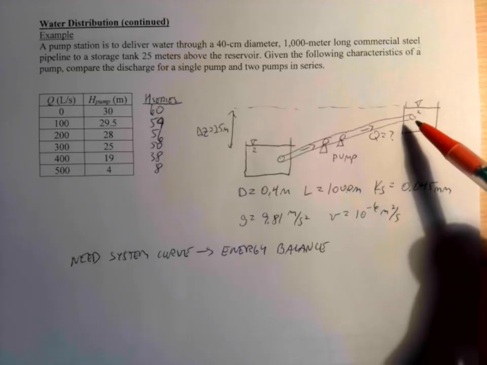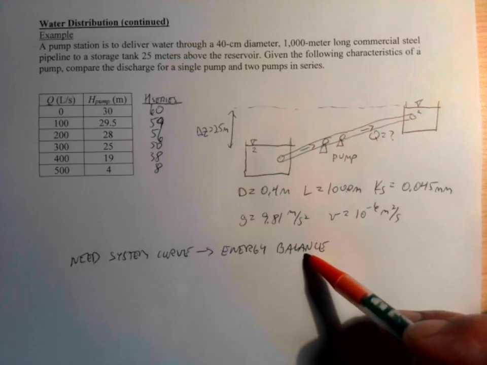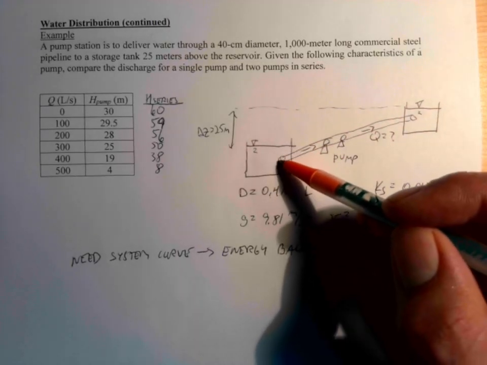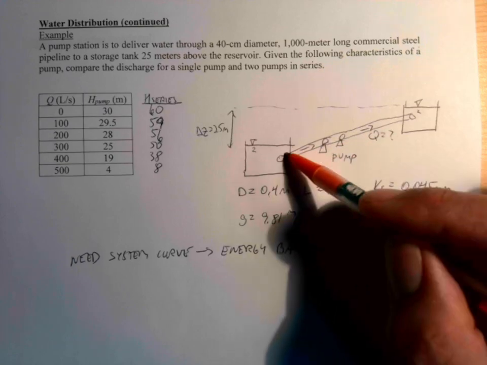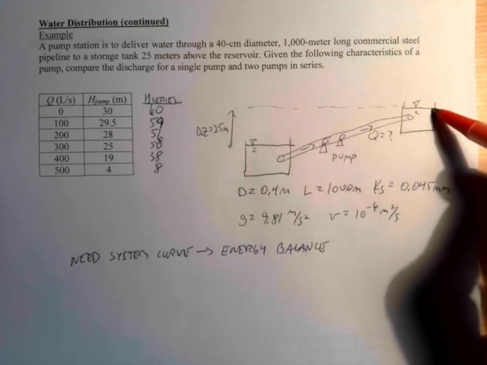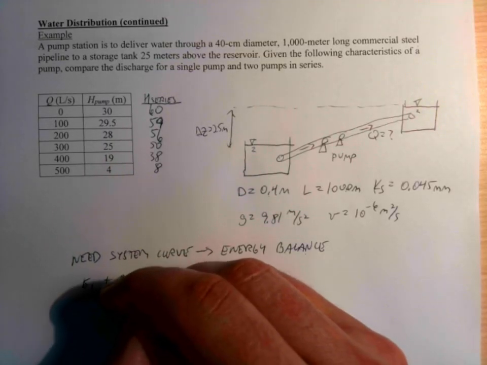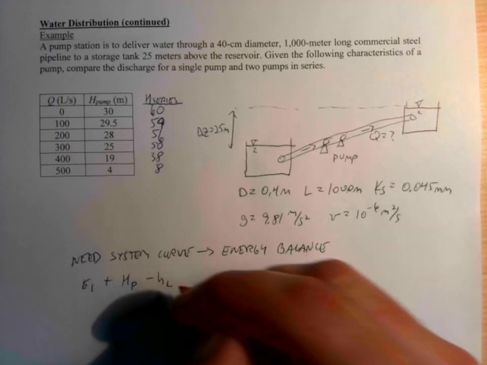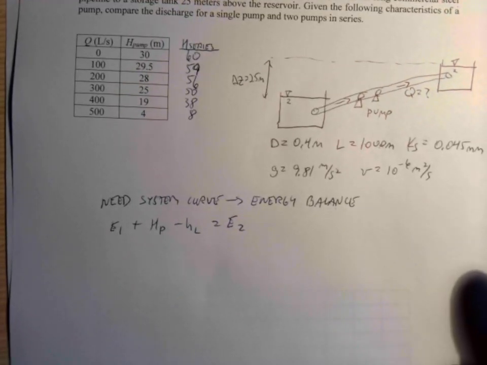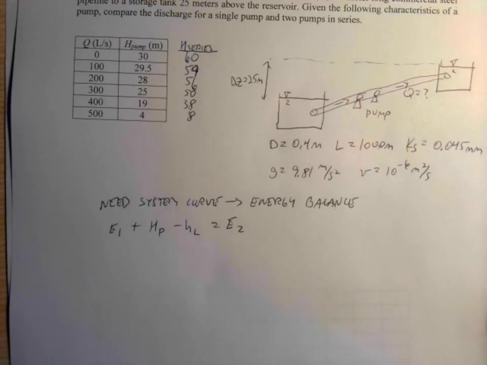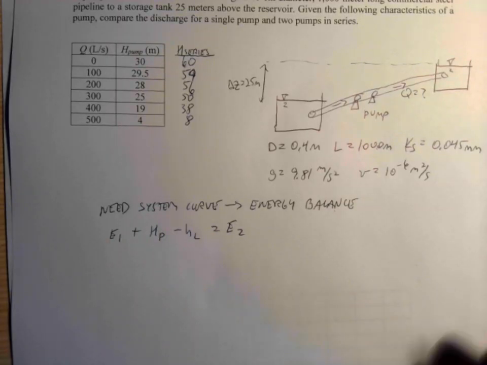Then we need to know how much energy it takes to move water through here. And to do that, we have to set up an energy balance. The basic idea is the energy here at point 1 plus what we add from the pump minus the losses along the way should be equal to the energy we have at the end. So energy at 1 plus the energy from the pump minus the head loss should equal the energy at point 2. We will do this analysis in units of length, or in head. So we use head as a way to talk about energy in pipes.